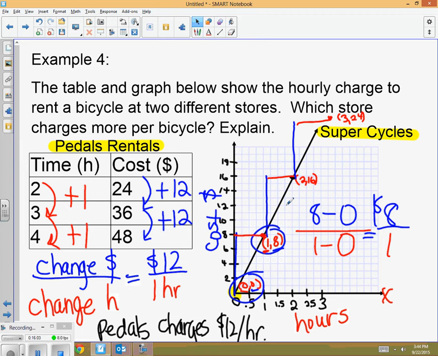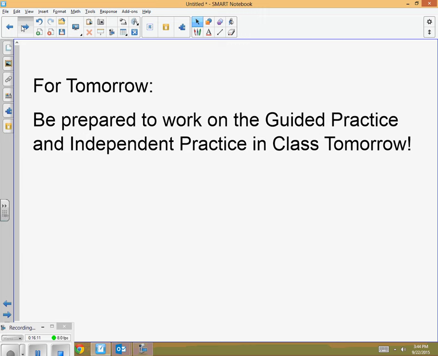Please write out that sentence in your workspace to the left and be able to explain your thinking to a partner tomorrow. For tomorrow, please be prepared to work on the guided practice and independent practice in class, and we will go over any questions you have.